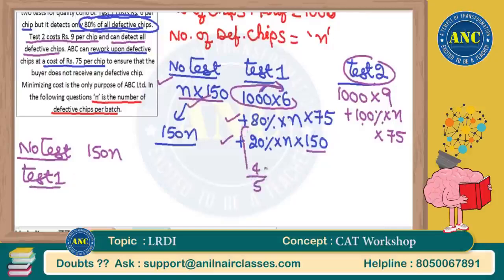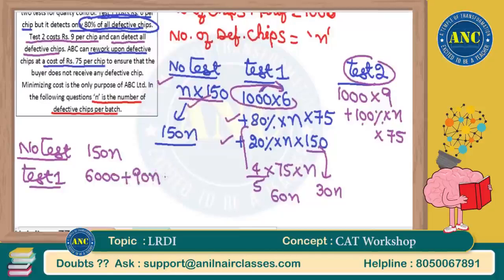80% is 4 by 5. 4 by 5 into 75 into n, which is 60 yen. 20% of n into 150, which is 30 yen. So this is nothing but 6000 plus 90 yen. Test 2 is nothing but 9000 plus 75 yen. There are 3 cases we got: one is 150 yen, 6000 plus 90 yen, 9000 plus 75 yen. I hope it is clear.